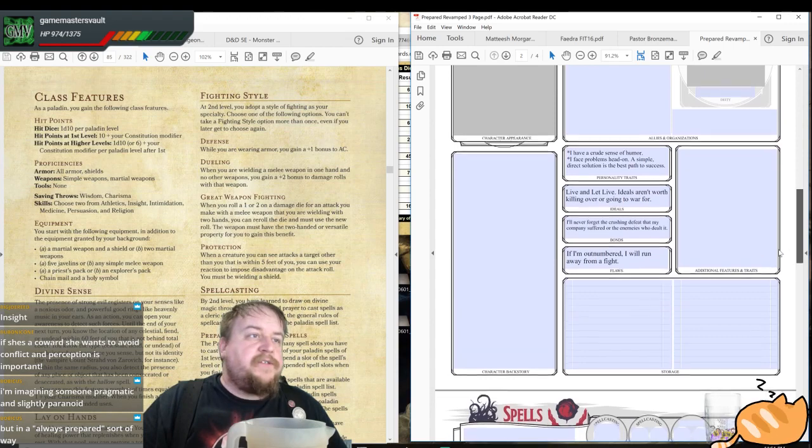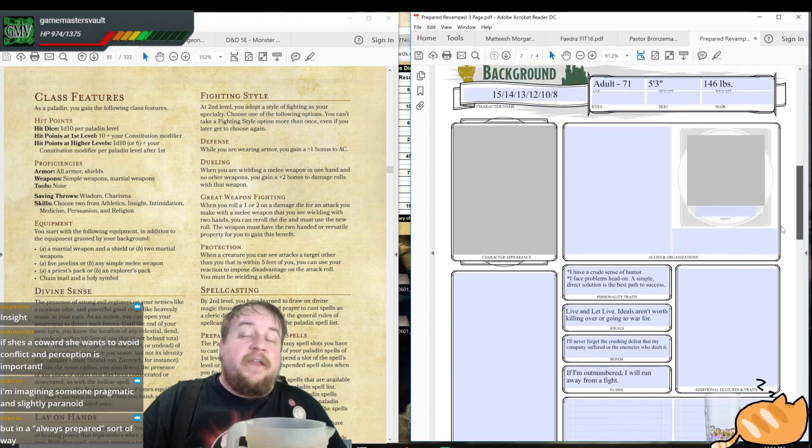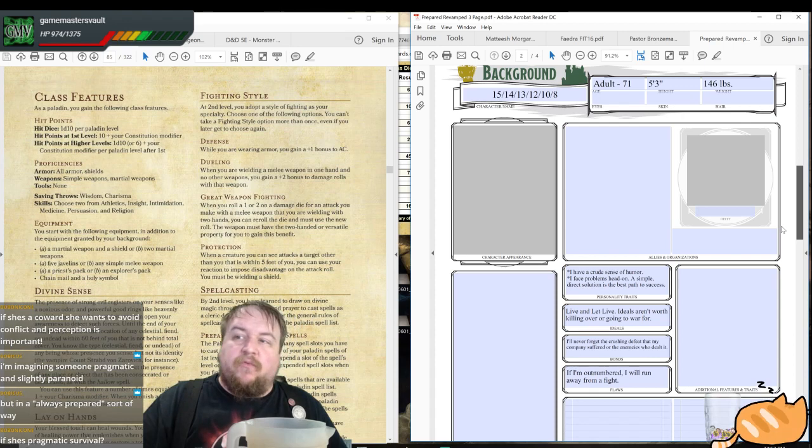In an always prepared sort of way. Maybe, I don't know. Persuasion seems like it would be really strong. Right? If she has the crude sense of humor, it's a way to try and persuade people in a way. I face problems head on, a simple direct solution. I'm going to persuade you with my way. Ideals aren't worth killing or going to war for.